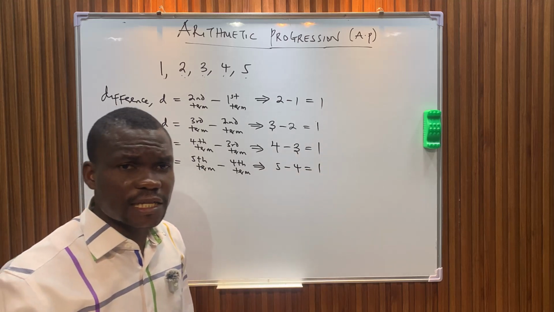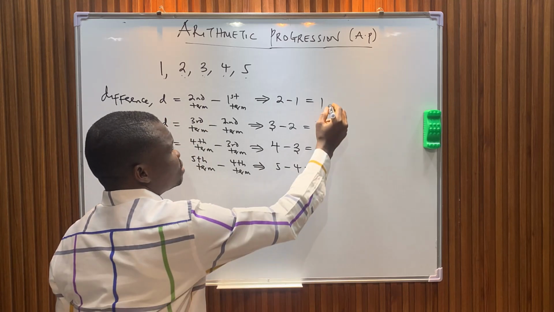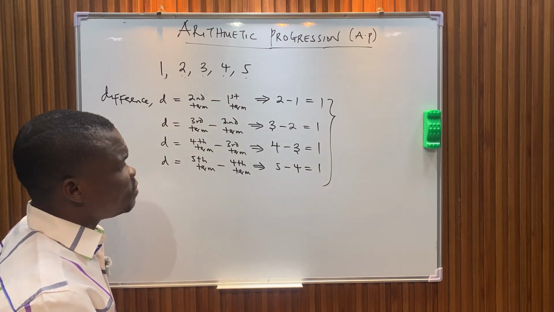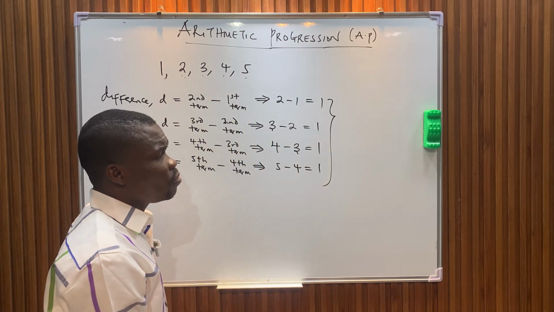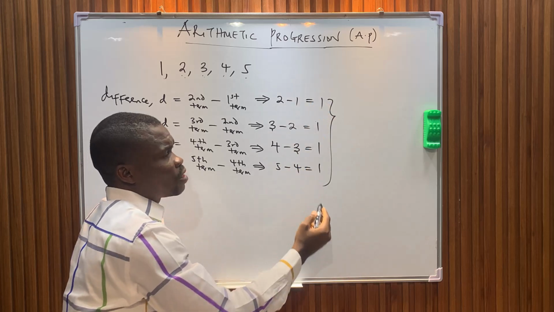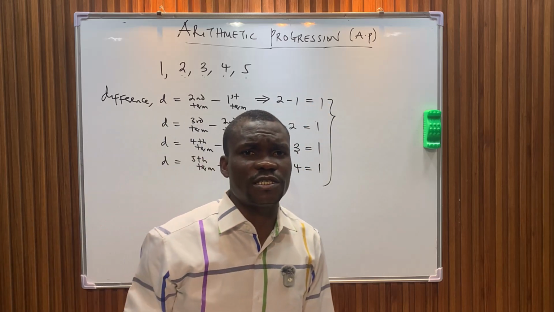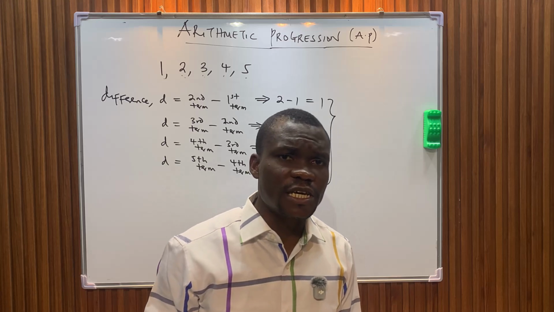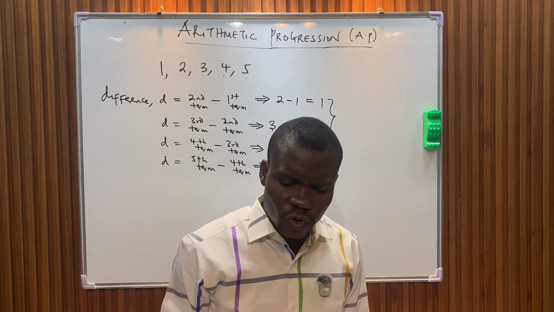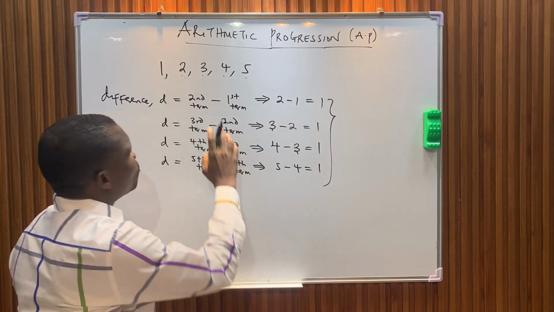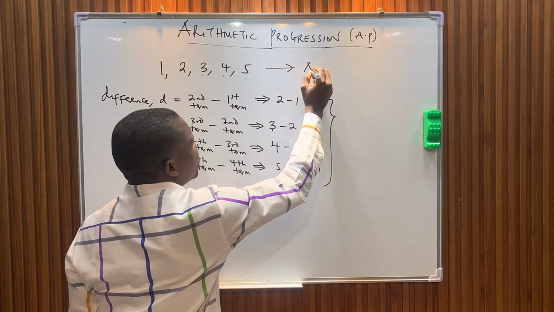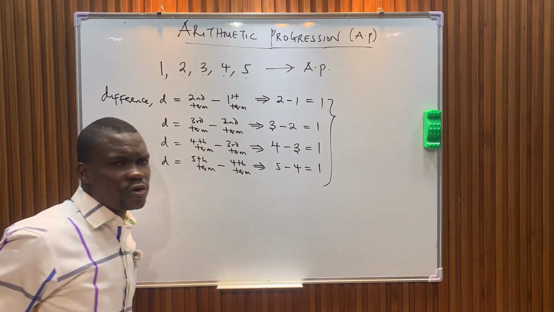Now you can see that the difference between each consecutive term of the sequence is common. All of them is 1. So we say that every sequence that has a common difference is called an arithmetic progression. I want you to note that. As far as the difference among these terms is common, then this sequence is called an AP, which is arithmetic progression.